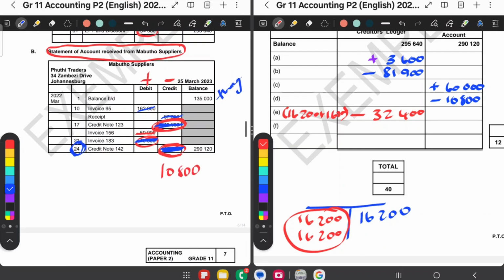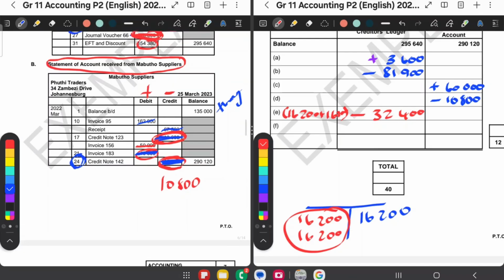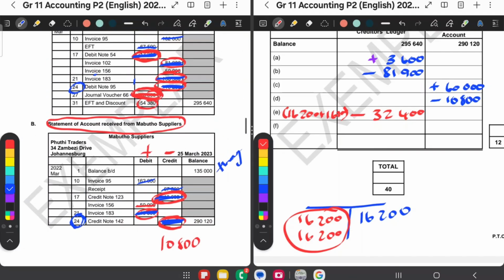Our last adjustment says, the statement reflects transactions up until the 25th of March. Okay, so we've dealt with everything in the statement, but there's certain transactions after the 25th of March that the statement won't have, but we will have it. So let's look, what amount is that? So I can see it's only this circle over here. The statement doesn't have this. So let's quickly erase just to see what that amount is. They don't have this amount.